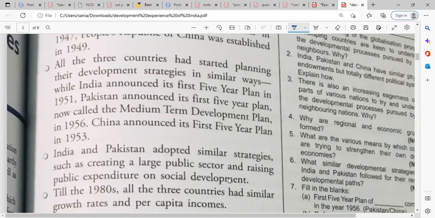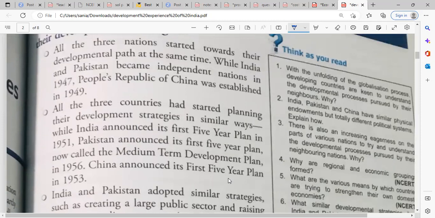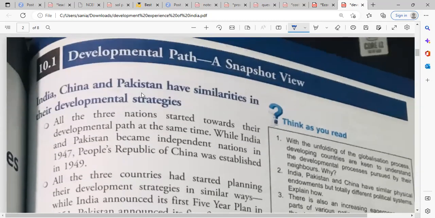So this is it. You will write it down. First of all, you will write 'Development path, a snapshot view.' Then you will write as a hashtag 'India, China, and Pakistan have similarities in their development strategies,' and all the points. Okay, ma'am.